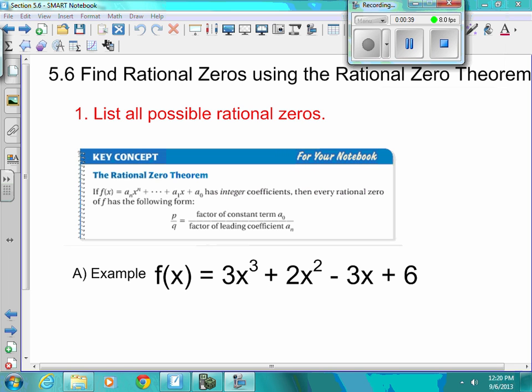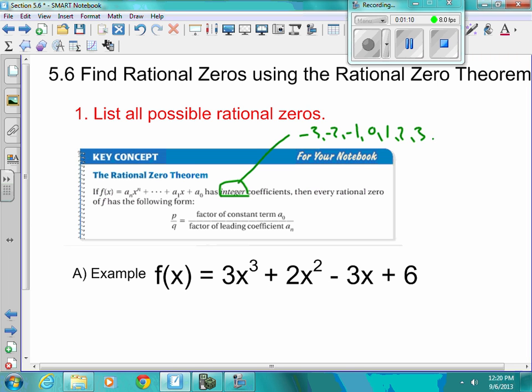It's this theorem. It says if f of x equals a sub n x to the n power plus dot dot dot, and that dot dot dot means the pattern continues in such a way, plus a sub 1 times x plus a sub 0 has integer coefficients. Integers, what are integers? Integers means no decimals: -3, -2, -1, 0, 1, 2, 3. So the pattern continues on either side. Positive or negative counting numbers to 0.